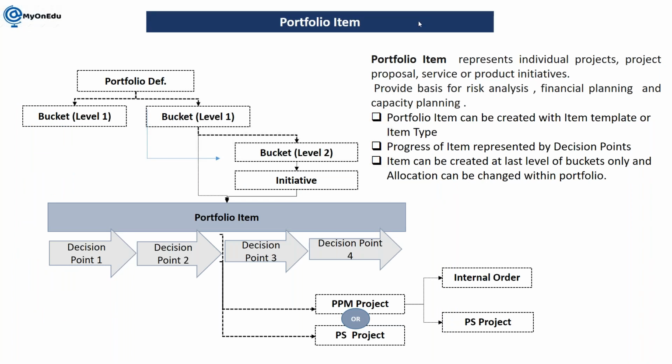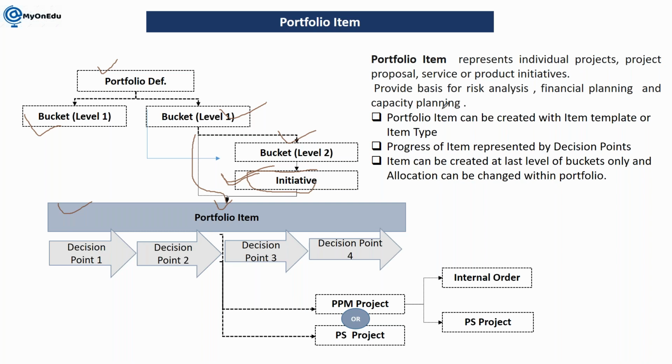So understand this example here. This is your portfolio definition, which has the portfolio buckets and the next level of buckets. Here we can create a proposal as the object called initiative in the system, or we can create an item. So we have both options. But first we'll understand the portfolio item, then we'll understand the initiative, because whatever functionalities we have in the item are not available in the initiative. So first we will understand that one, and then we'll correlate it with the initiative functionality.